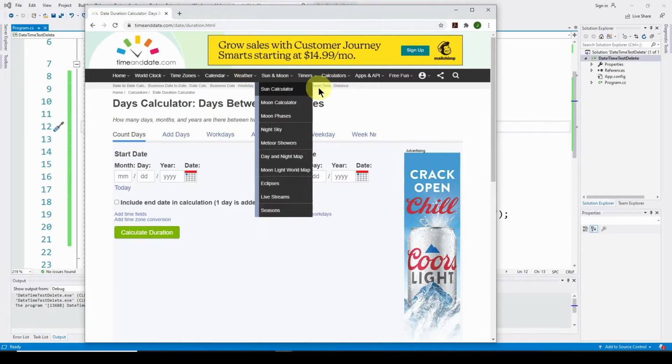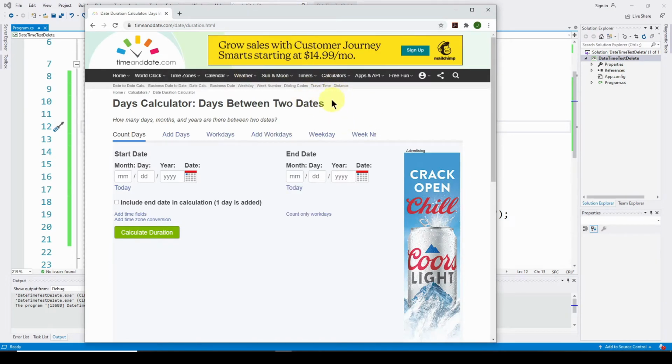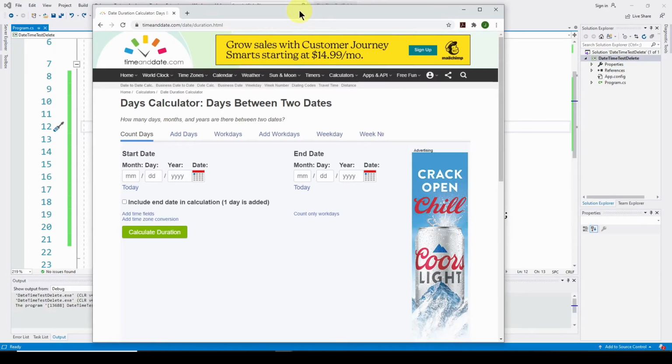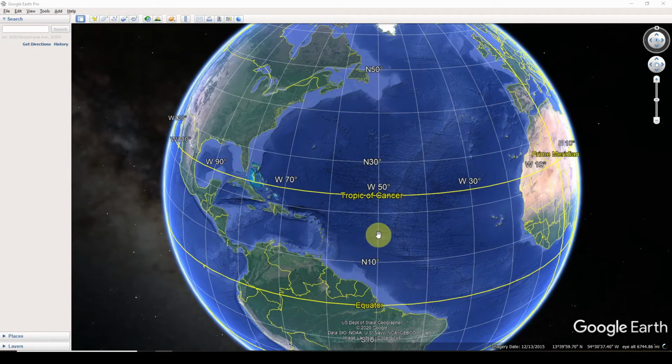Really wonderful. It's got a bunch of other calculators that you can use. So anyway, timeanddate.com, I use it a lot. Okay, so the next thing I want to talk about briefly, it's a very complex subject, but I want to get the concepts of talking about clock time.